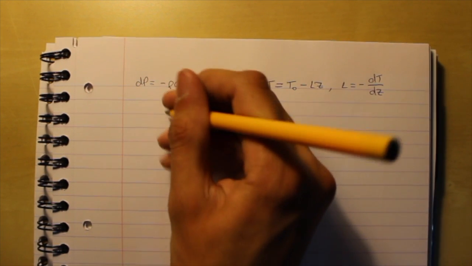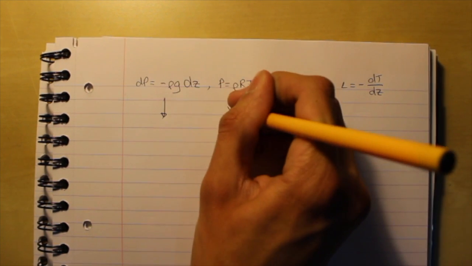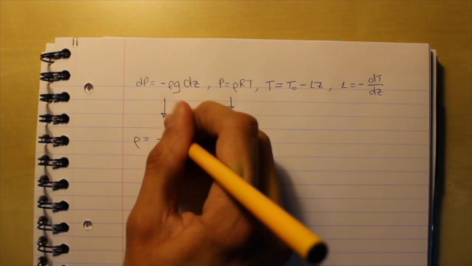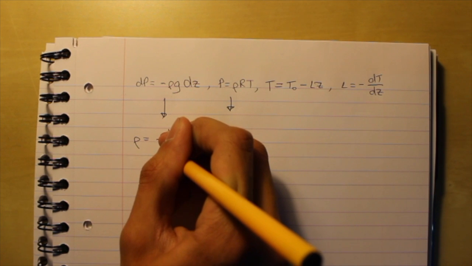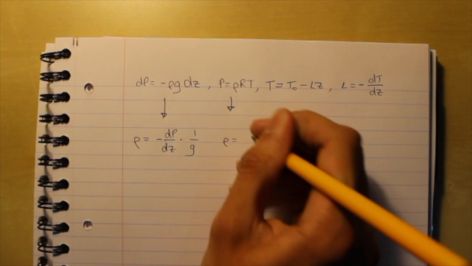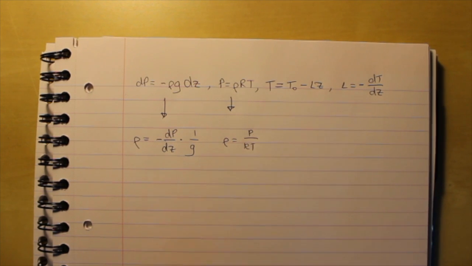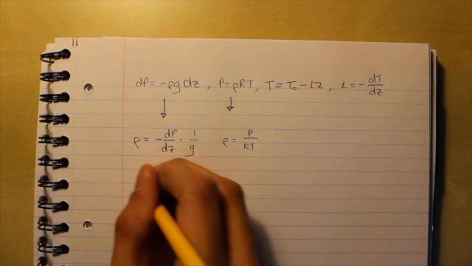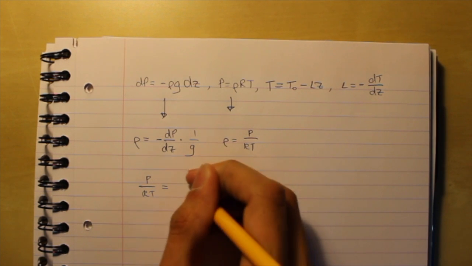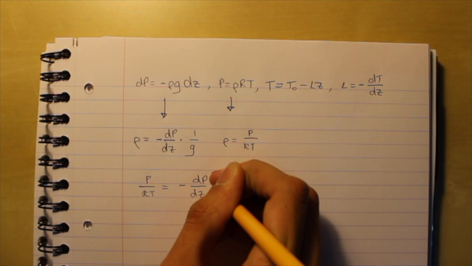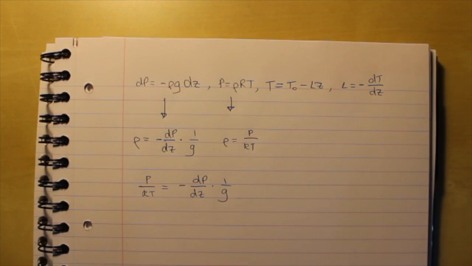Okay, so first we can use these two equations, rearrange them to get them in terms of rho. So dP over dz multiplied by 1 over g. And this one rearranges to P over RT. We can then equate the two together. So we have P over RT is equal to negative dP over dz multiplied by 1 over g.